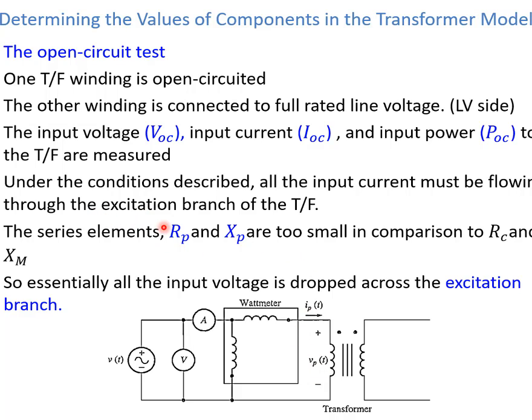The series elements Rp and Xp are too small in comparison to Rc and Xm, because all the current will be used for the excitation branch. So we can assume that these are too small and the parameters that will be involved are Rc and Xm. Essentially all the input voltage is dropped across the excitation branch.